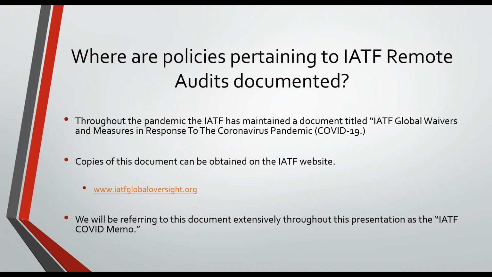Now, that document is public domain. If you go to the IATF website at iatfglobaloversight.org, you can download your own copy of it. I will be referring to this document extensively for the rest of the presentation as the IATF COVID memo. And for what it's worth, that memo is now in revision 6. So if you've downloaded it in the past, you're going to want to make sure that you've got revision 6 of it.